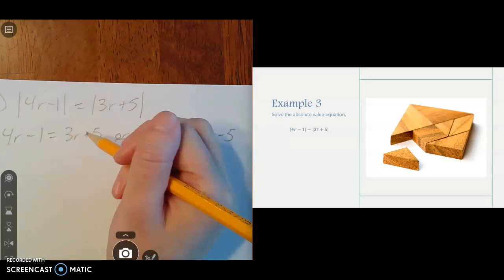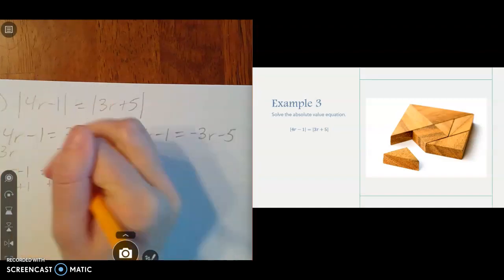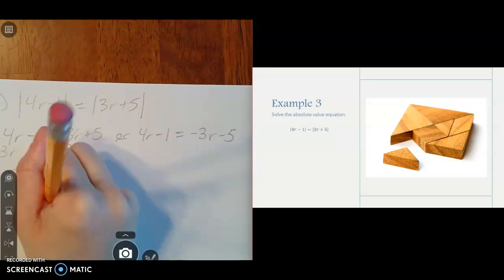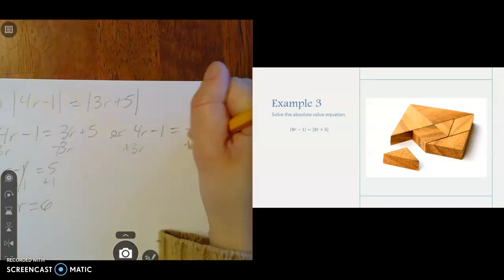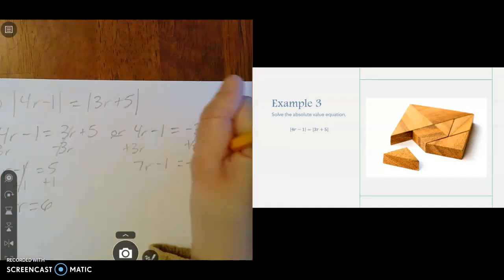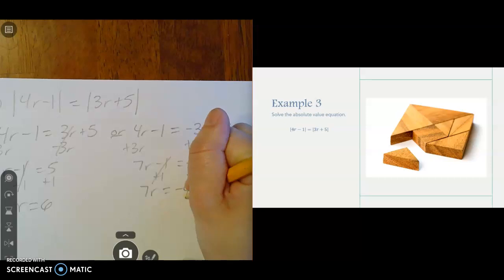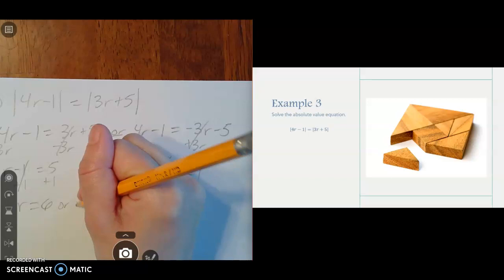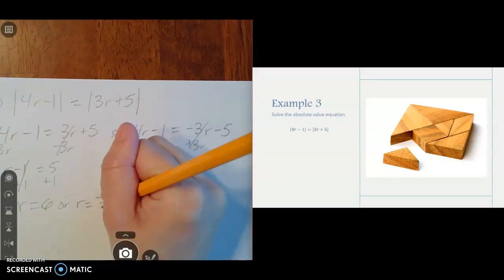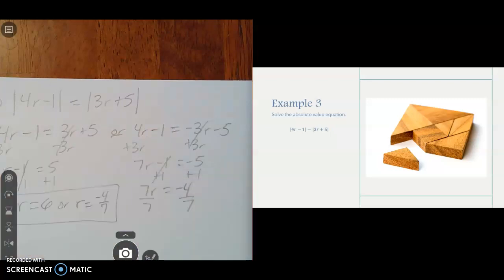So from here, we're just going to solve normally. I'll subtract 3r from both sides over here to get r minus 1 equals 5, and then I'll add 1 to both sides so that r equals 6. In the second equation, I would add 3r to both sides to get 7r minus 1 equals negative 5. Then add 1 to both sides, so 7r equals negative 4. And divide both sides by 7, so my other answer is that r would be negative 4/7. So those are my 2 answers that would make that equation true.